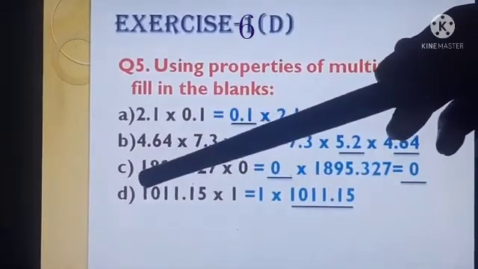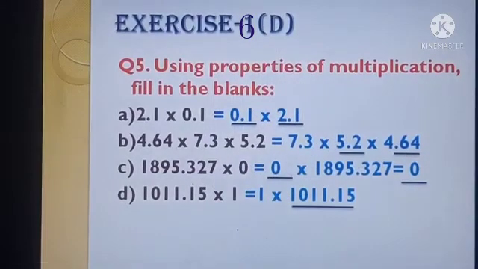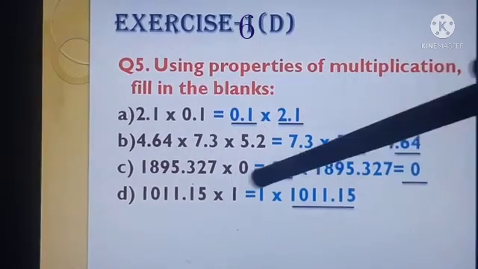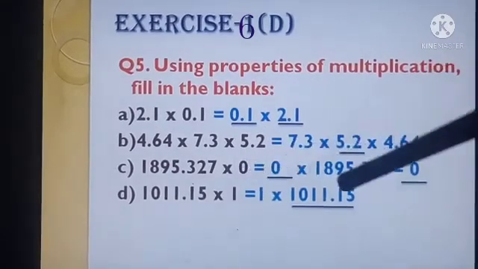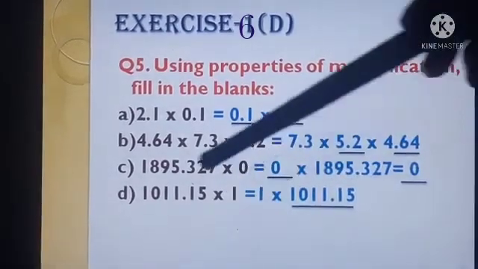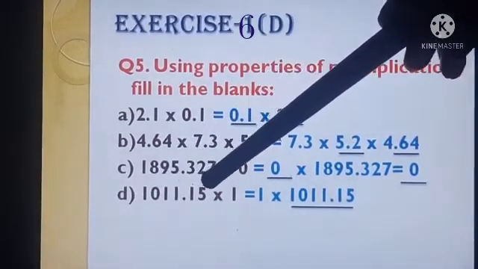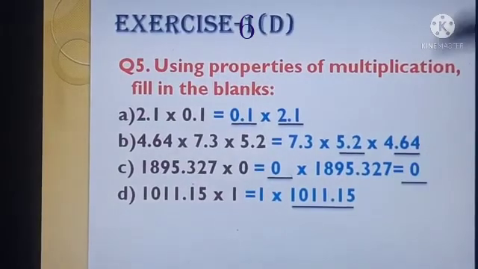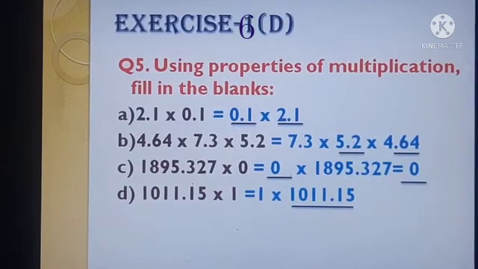D part, 1011.15 multiplied by 1. When a decimal number is multiplied by 1, we will get the number itself. But here he has written 1 into. He has interchanged the places only. So 1 into what is missing on the side, that is 1011.15, we will write down here. If there was one more equal sign after this, then you have to write down the product, that is 1011.15 only.